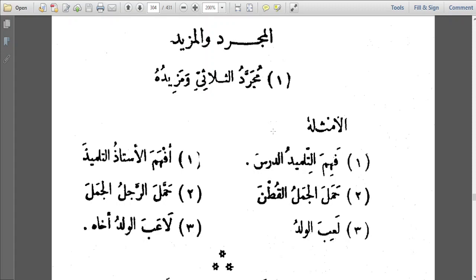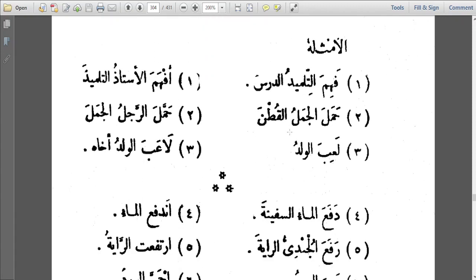How should the additions come? We will see all of them. Let's look at the amthila. It says fahima at-tilmizu ad-darsa. Okay, so we will be doing number 1 and its opposite. So the verb here is fahima. Fahima at-tilmizu ad-darsa. The student understood the lesson. And then you have here afhama. So fahima, he understood. Afhama, he made someone understand. Afhama al-ustazu at-tilmiza. The teacher has made the student understand.